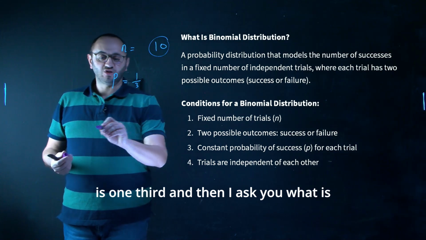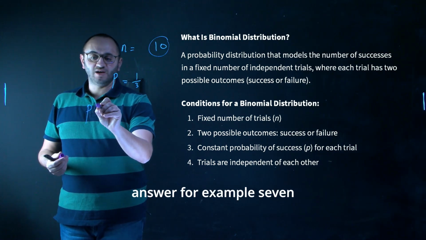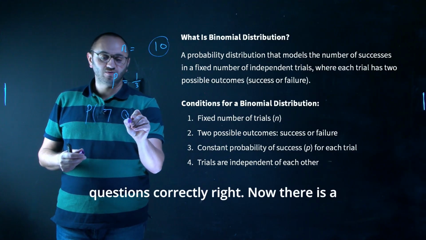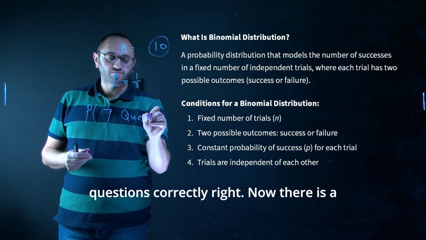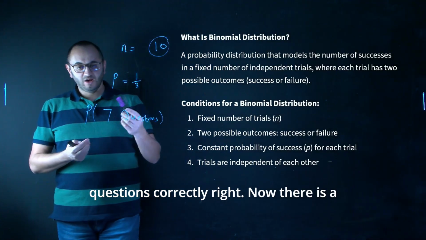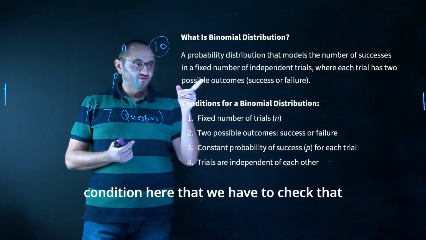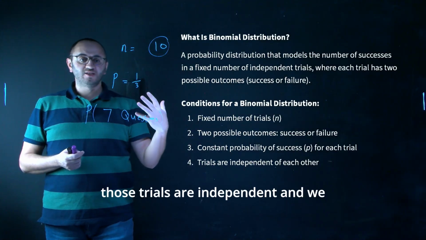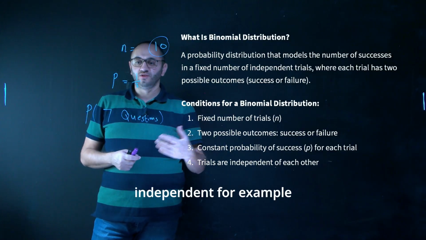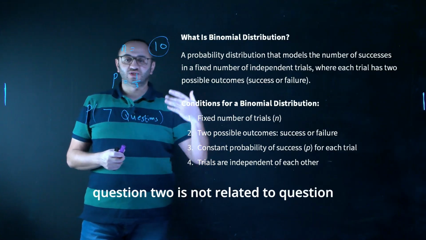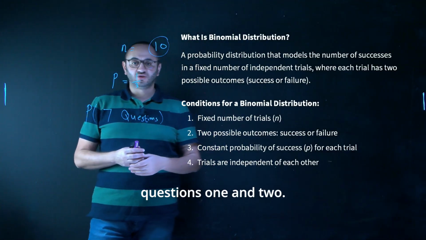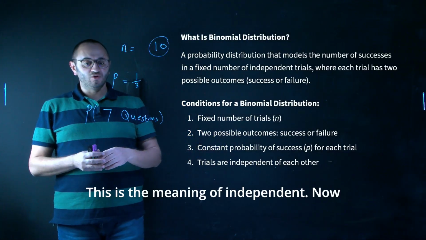And then I ask you, what is the probability that you answer, for example, 7 questions correctly, right? Now, there is a condition here that we have to check, that those trials are independent, and we assume that those questions are independent. For example, question 2 is not related to question 1. Question 3 is not related to questions 1 and 2. This is the meaning of independent.